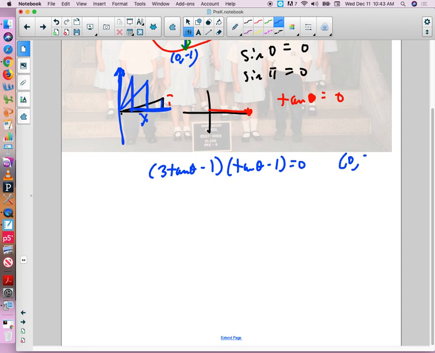And we're solving on 0 to 2 pi. So I go tangent theta equals 1/3, and tangent theta equals 1. Back to what Rebecca was asking me. If I've already been able to do the problem up to this point by factoring, then I'm okay with going ahead and finishing part of the problem. Tangent would be 1 at pi/4 and 5 pi/4.